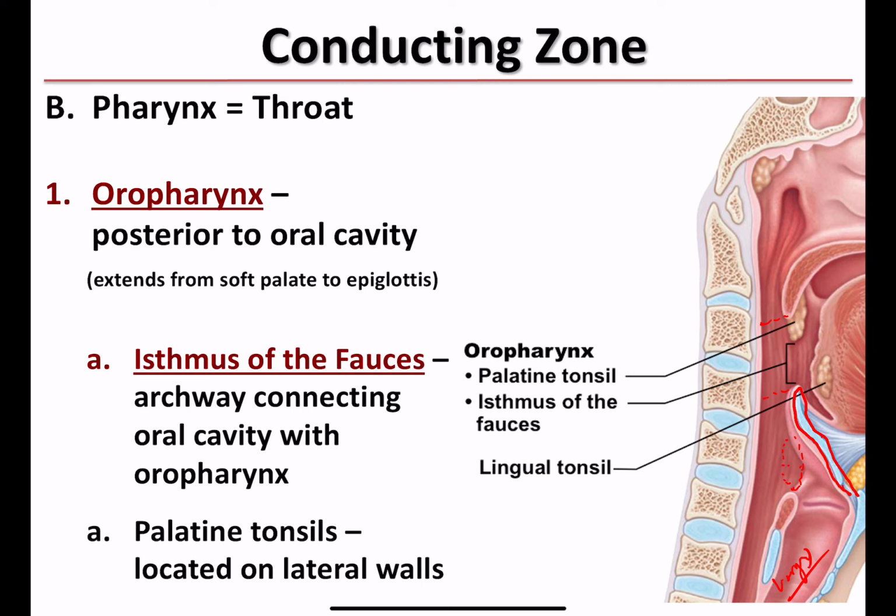So the oropharynx is this stretch of the pharynx which is right in the middle of the pharynx, and it's between the soft palate, which ends posteriorly as this little pendulous portion called the uvula, and the very tip of the epiglottis. So it's just this short little region right here of the pharynx that we refer to as the oropharynx.